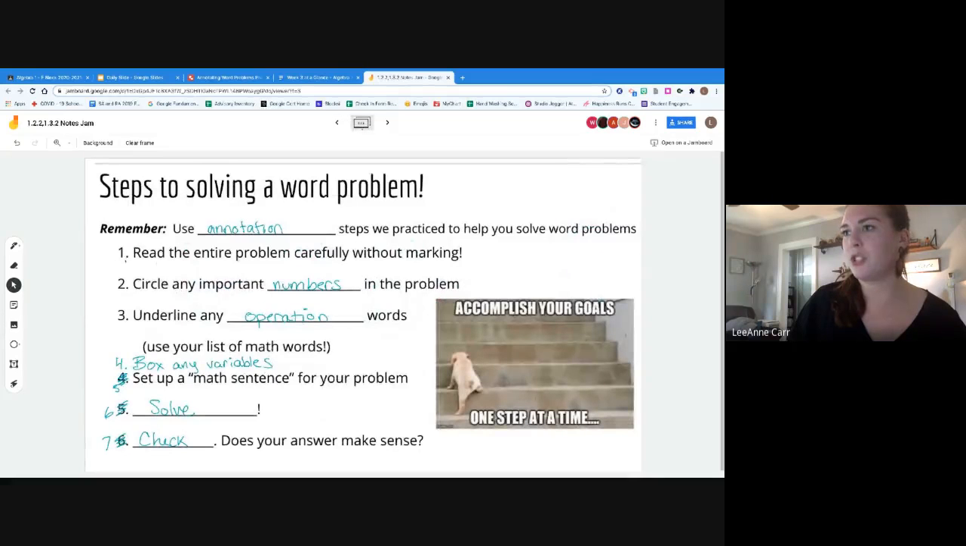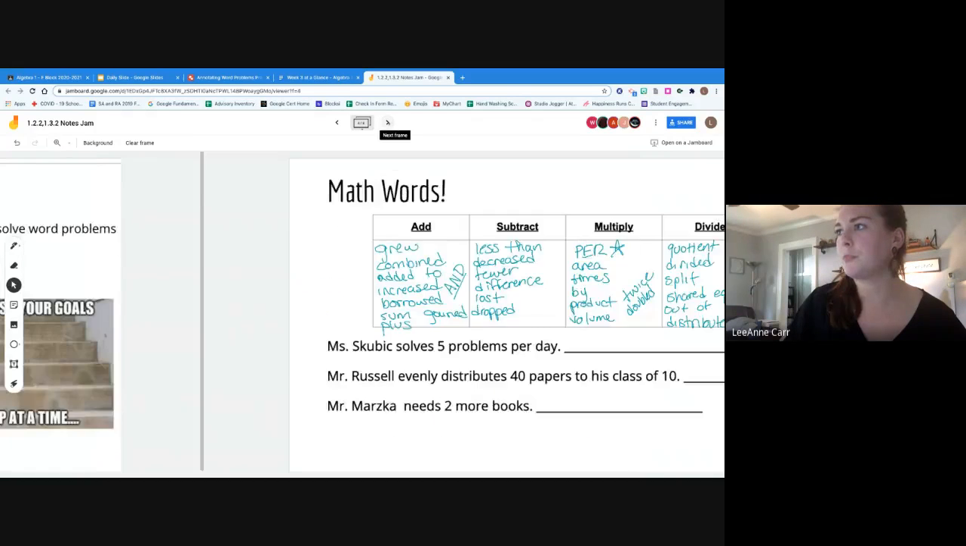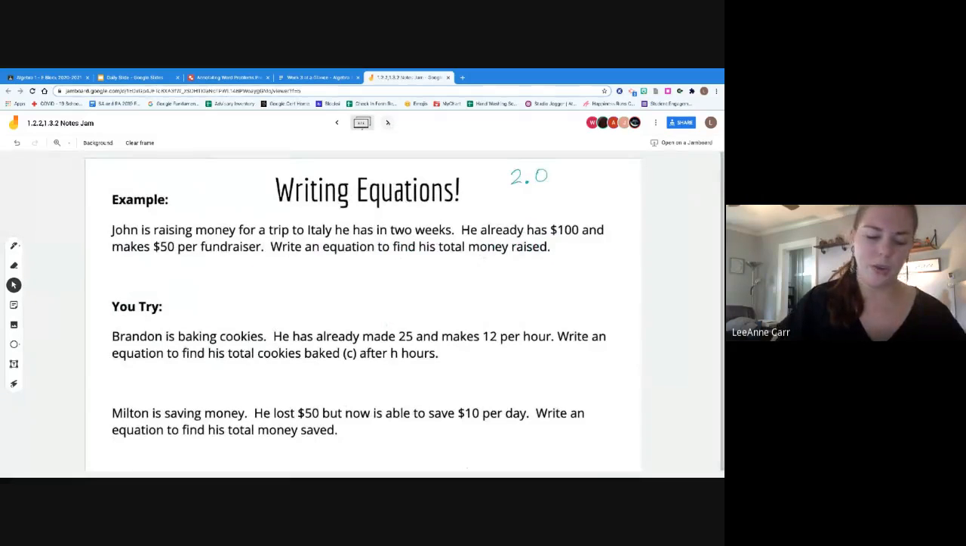Our first step was to read the entire problem carefully without marking anything, followed by circling important numbers. So I'm going to follow my steps. Here we go. Our first problem says, John is raising money for a trip to Italy he has in 2 weeks. He already has $100 and makes $50 per fundraiser. Write an equation to find his total money raised.